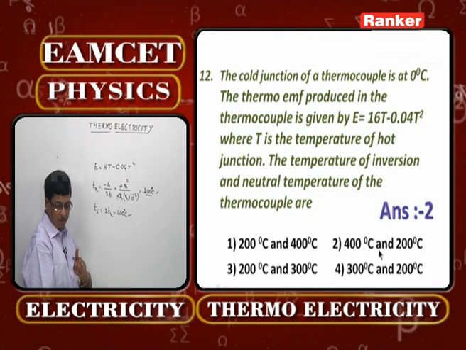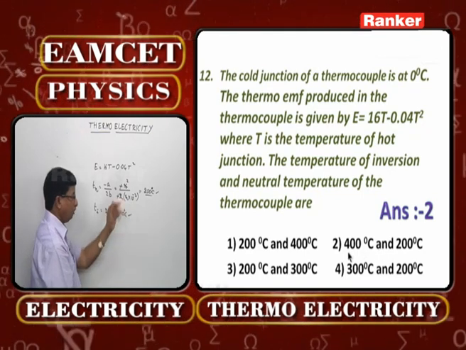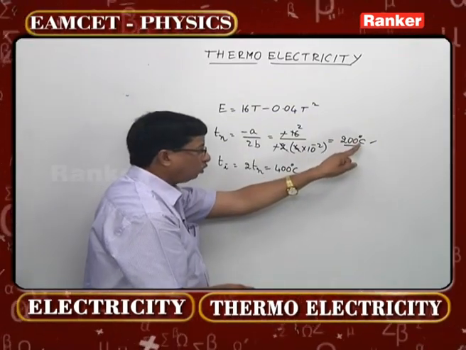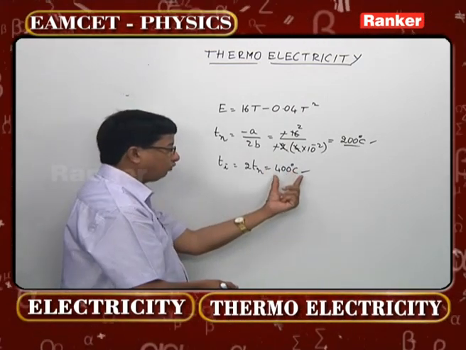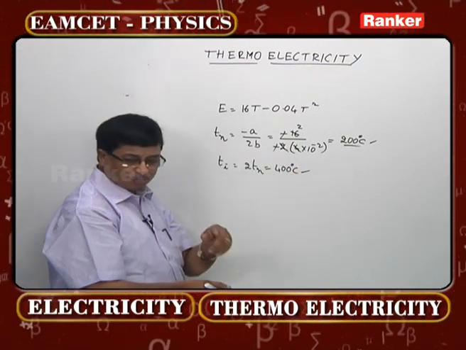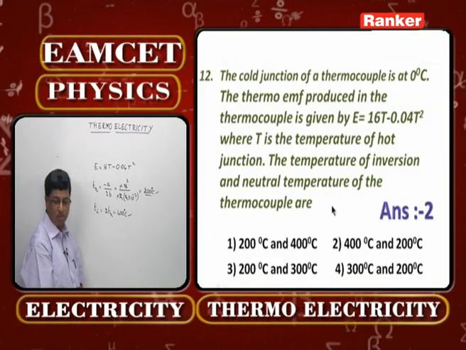But don't be confused by taking the first one. First answer also is correct, but he gave the order 200 and 400. So inversion is not 200. Inversion is 400. So second option is going to be correct for this question number 12 please.